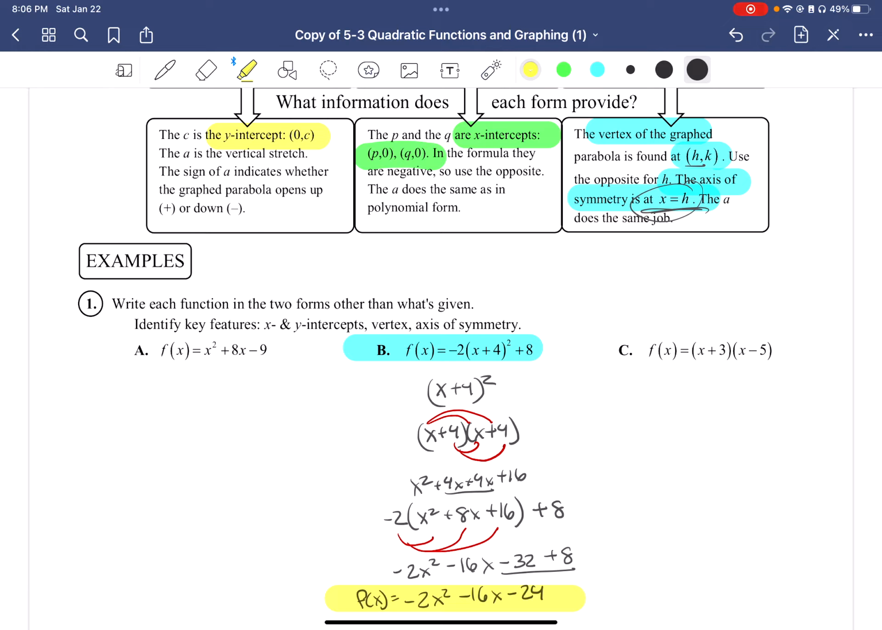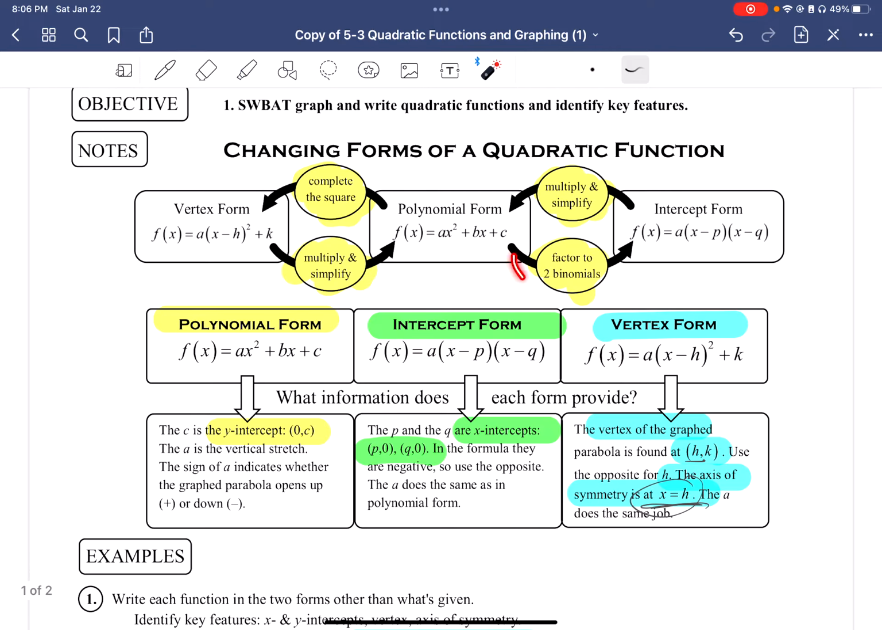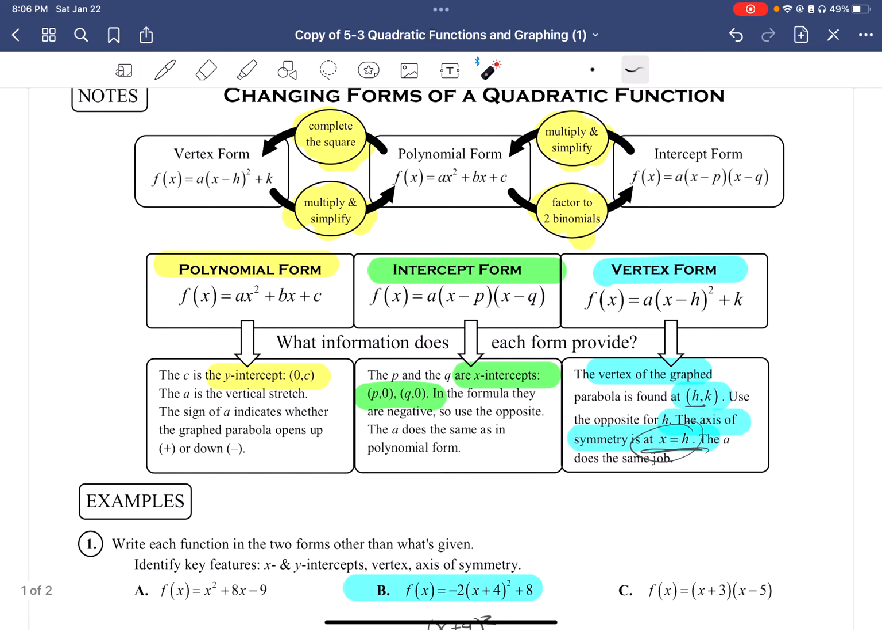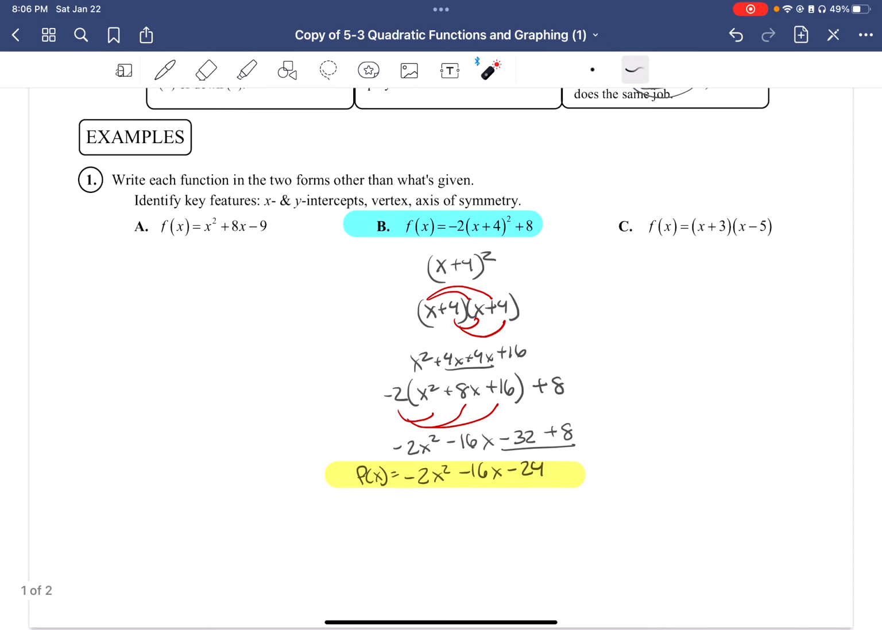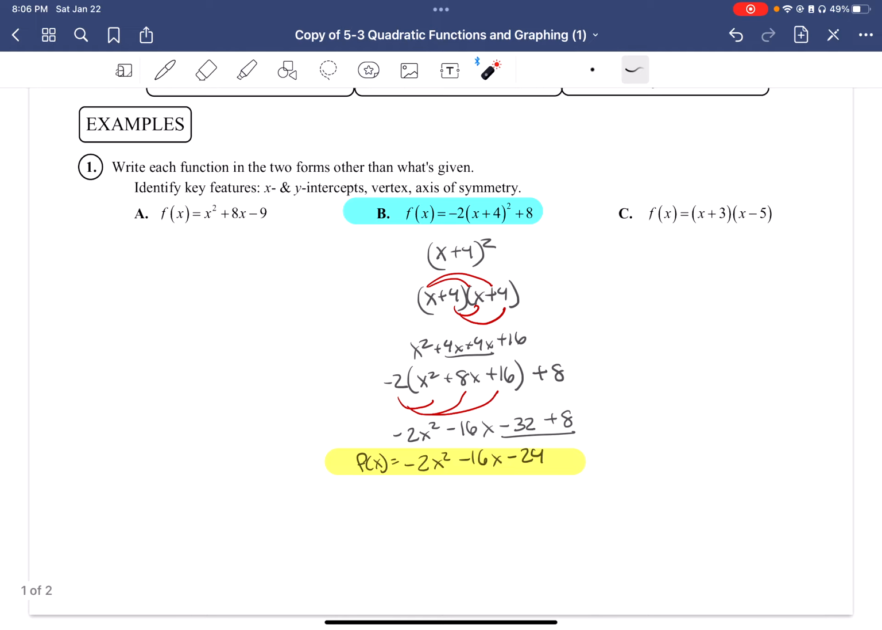All right. So the last thing we have to do is, we've got vertex form and polynomial form, so now we can put it into intercept form. Looking at our chart, to get to intercept form we have to factor into 2 binomials. So remember, we're going to use the big X for this. Something I want to point out is that we do have an a in this case, this -2.